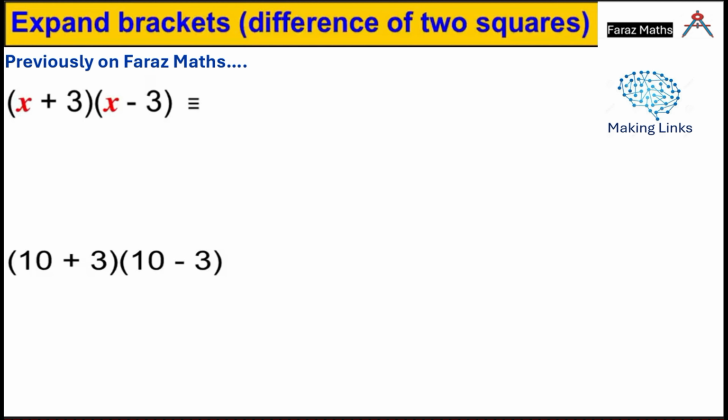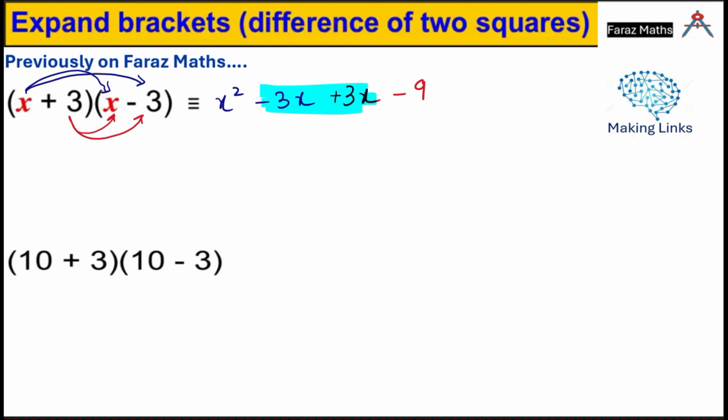Like here, if I multiply x with x, that is x squared, x times minus 3 is minus 3x, and then if I multiply plus 3 with x, that is plus 3x, and then plus 3 with minus 3, that is minus 9. So if I highlight the like terms, my final answer would become x squared minus 3x plus 3x, that is 0, and then minus 9.